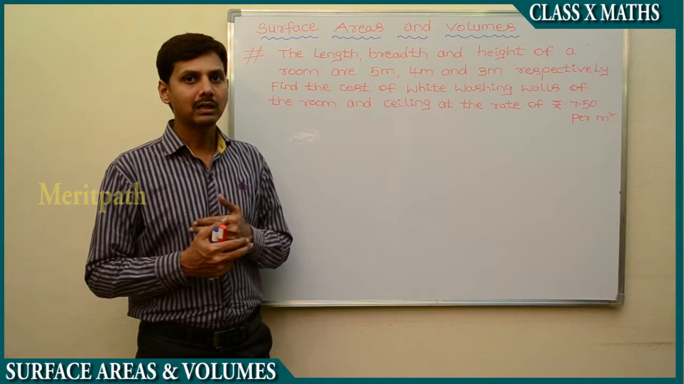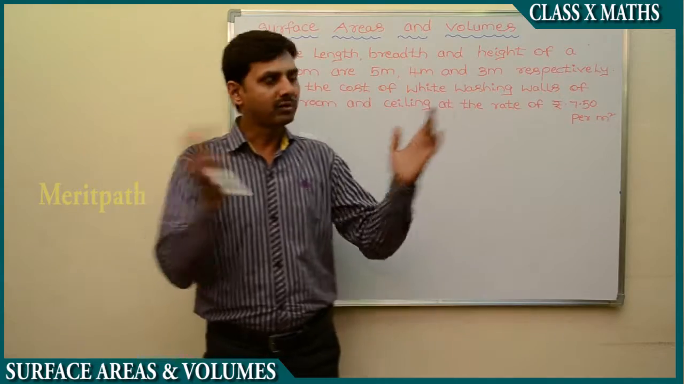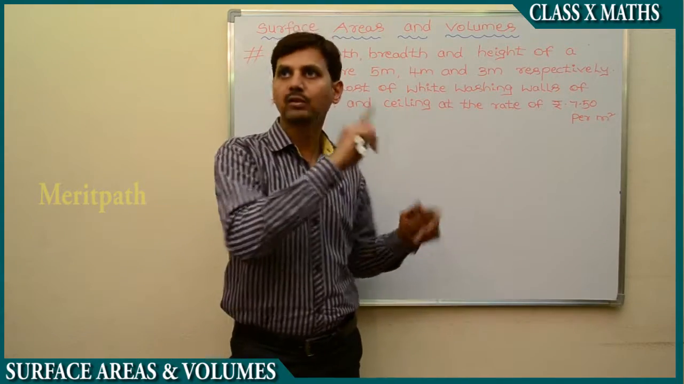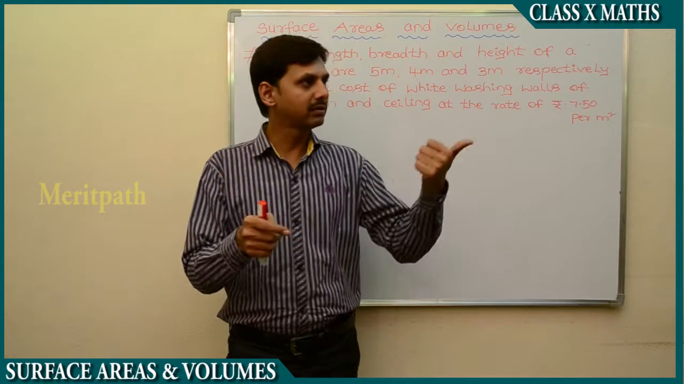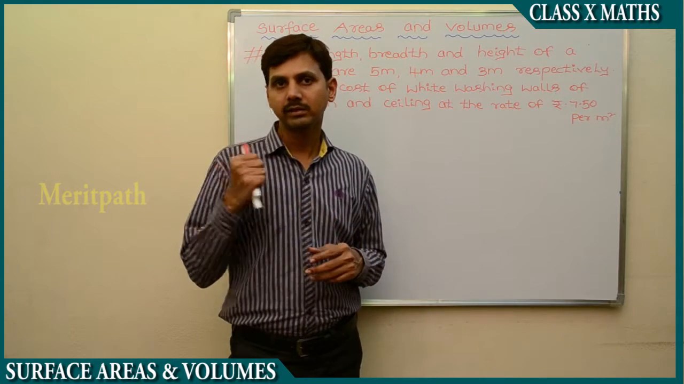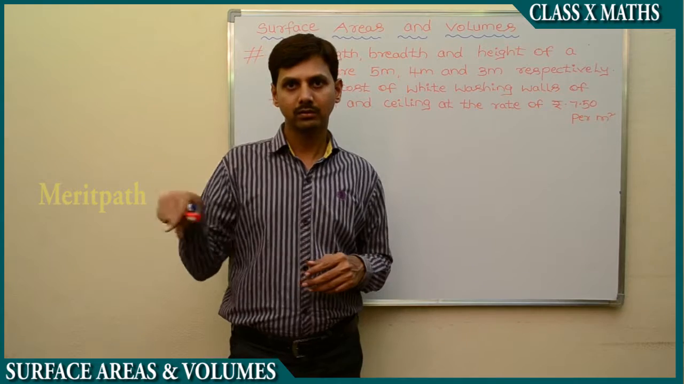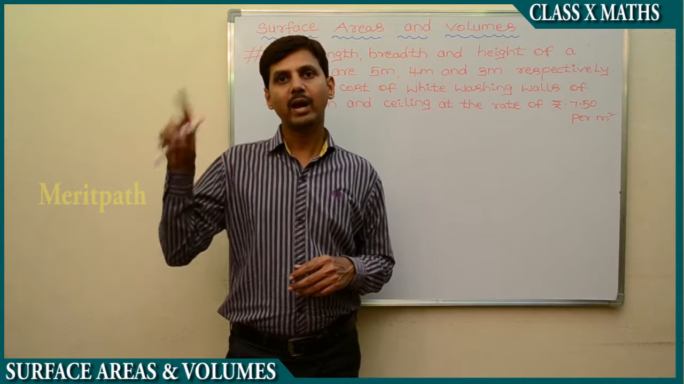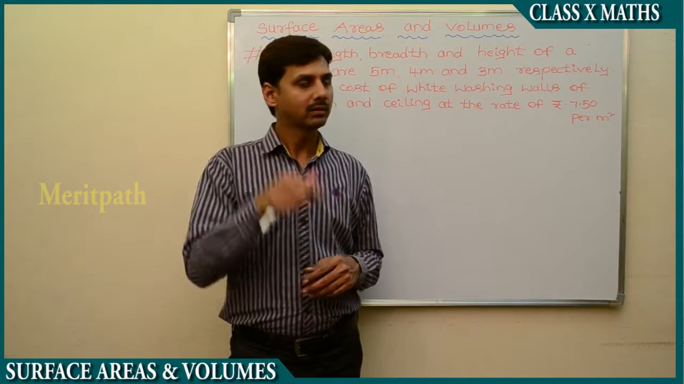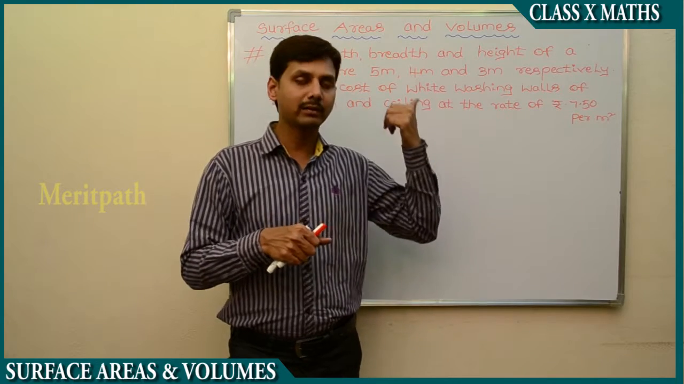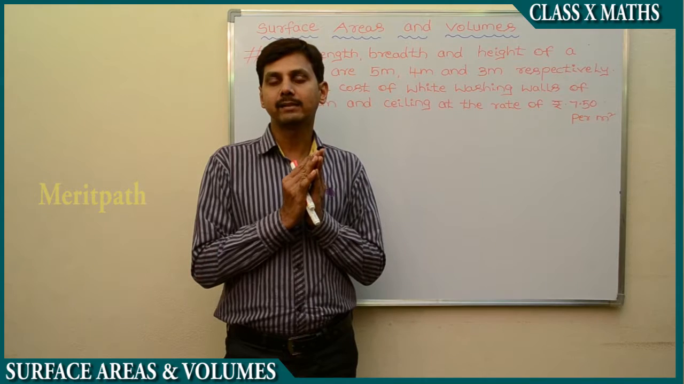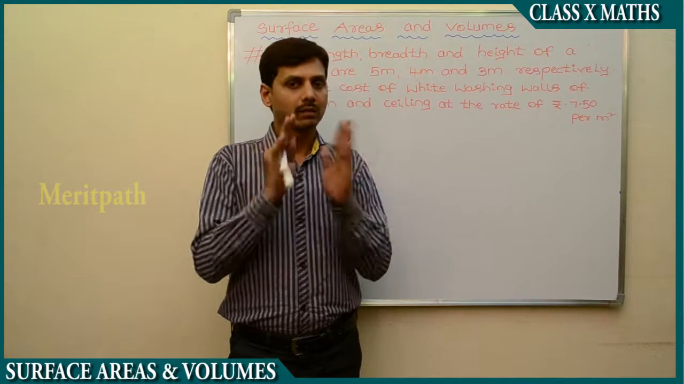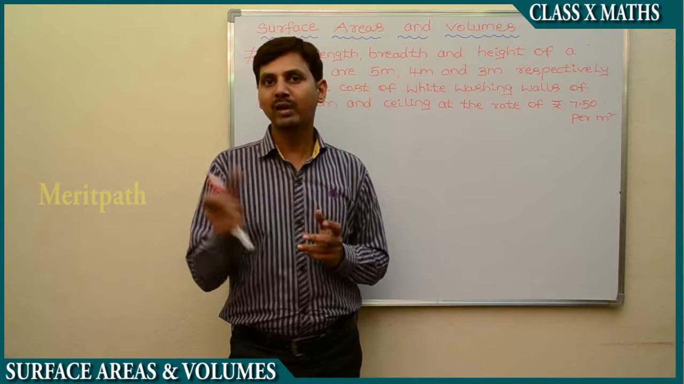So here, 4 sides: 1, 2, 3, 4. Length into height, breadth into height, length into height, breadth into height. In this manner we take and add all the 4 sides of this room, and then we get 2h into (L plus B).